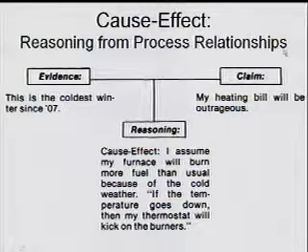So, reasoning from process relationships. The claim: my heating bill will be outrageous. This is the coldest winter since '07, so this is 1907 on here. We're in 2005 now. We're just two years away from a century on that one. So we have to put it in perspective now. We can't even use '07. We've got to say 1907 as we're in the 2000s.